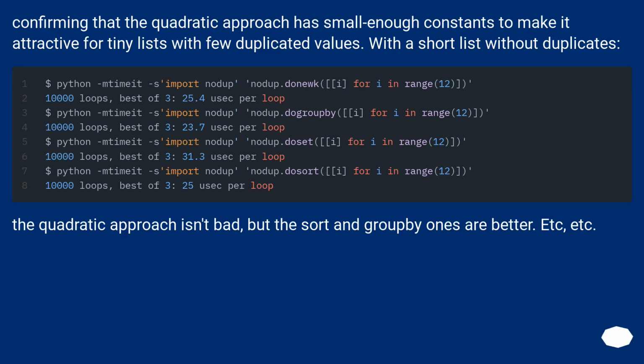With a short list without duplicates, the quadratic approach isn't bad, but the sort and groupby ones are better. Etc., etc.